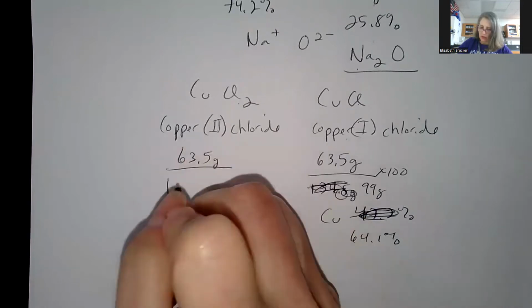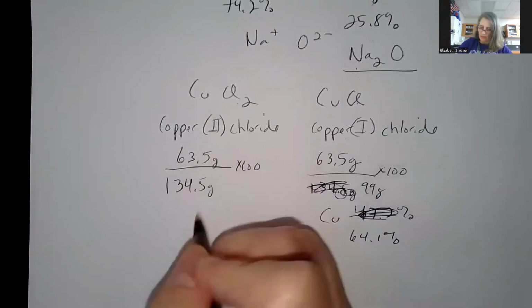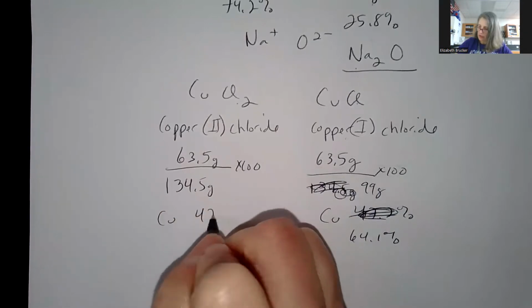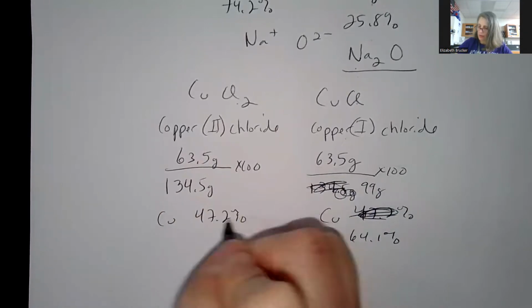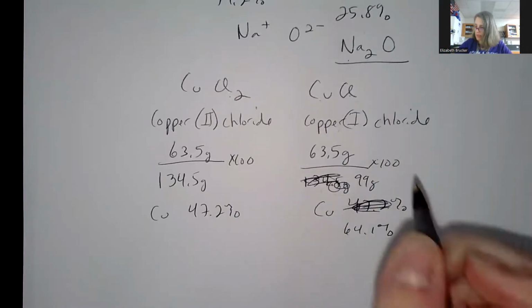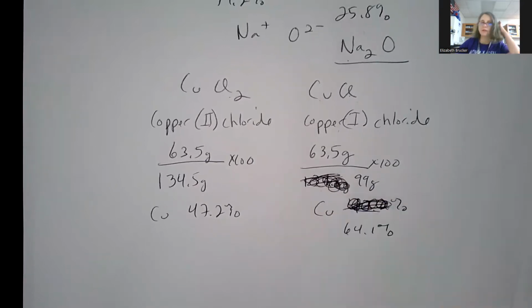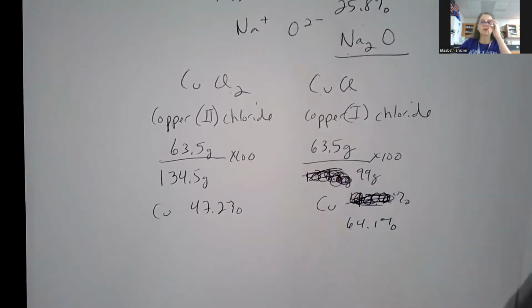And this one, I have 2 chlorines, so this molar mass is going to be bigger down here. So the amount of copper is going to be 47.2%. Because again, you only have 1 copper with 1 chlorine. This percentage should be pretty close to, not equal, but definitely closer to 1-to-1.